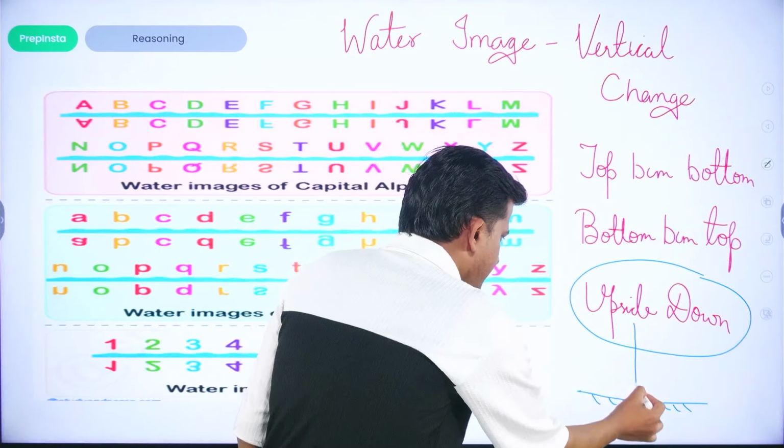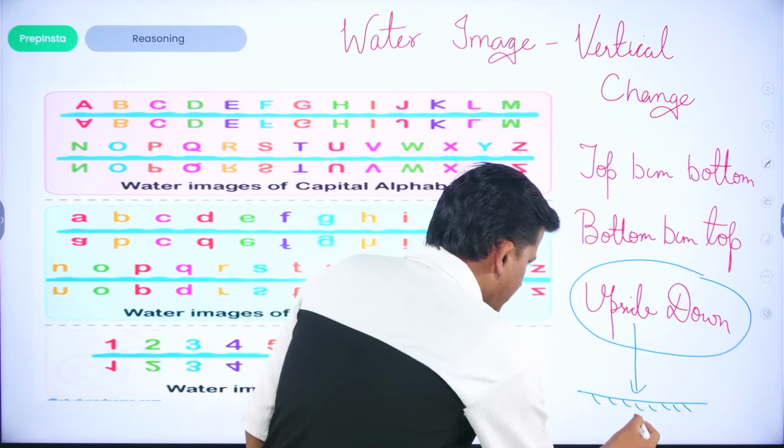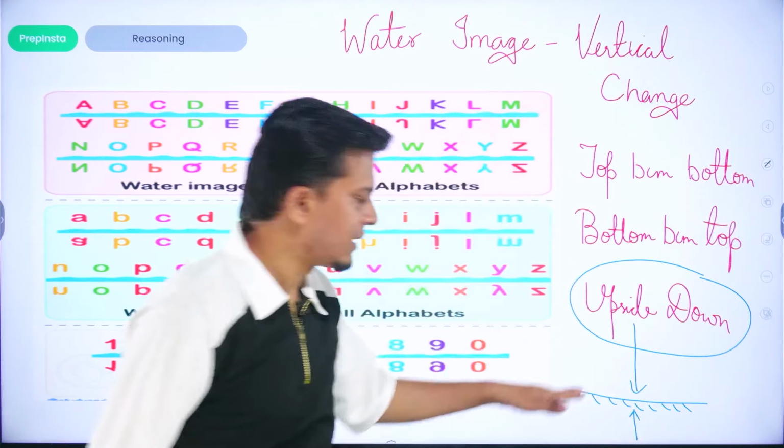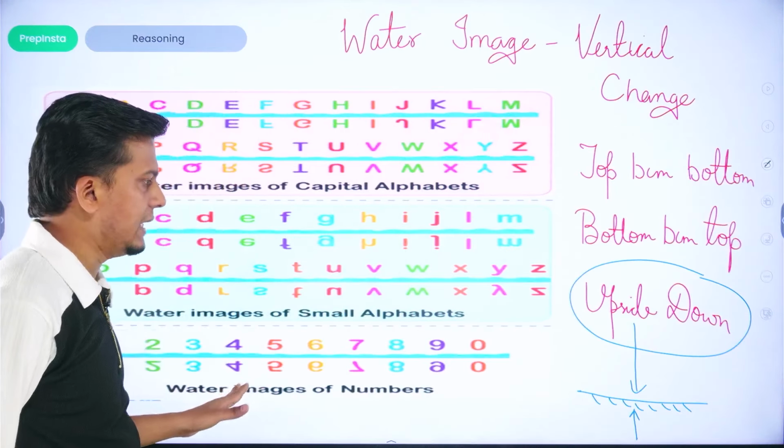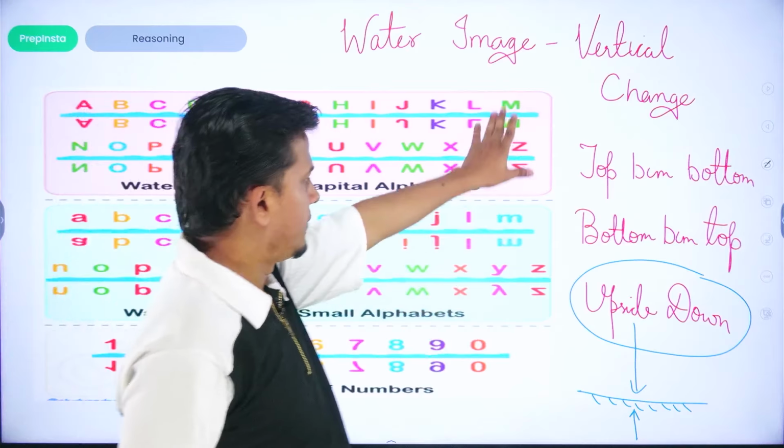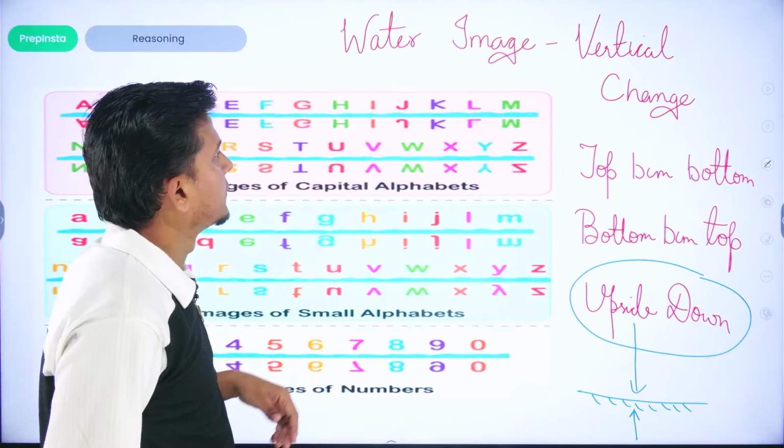सपोज देयर इज अ पर्टिकुलर एरो शेप, सो एरो बिकम अपसाइड डाउन, द टॉप विल बिकम द बॉटम पोर्शन एंड द बॉटम विल बिकम द टॉप पोर्शन. दैट इज द प्राइमरली एग्जांपल ऑफ water based image.